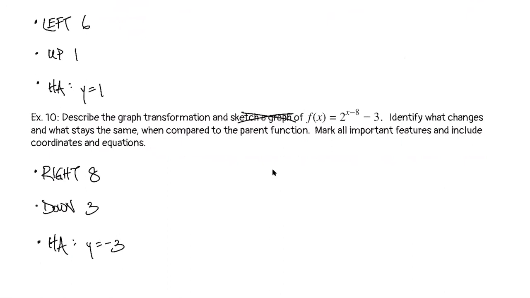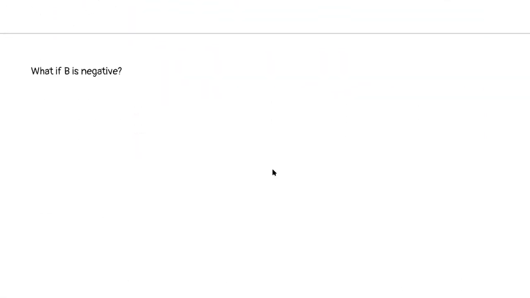All right. The last things that we want to consider with our graph transformation are these 2 questions right here. So what if B is negative and what if A is negative? Okay. So we've only considered sort of whether the numbers are bigger than 1 or less than 1, but I want to clarify that positive and negative are going to be sort of a different implication, okay?